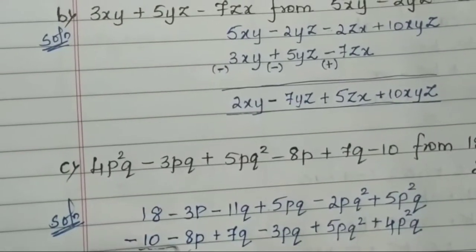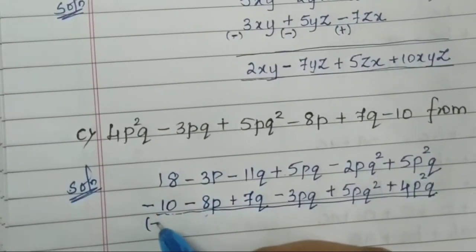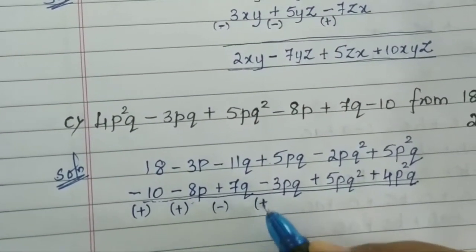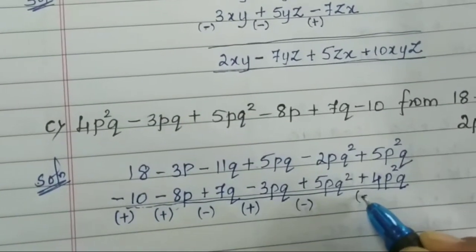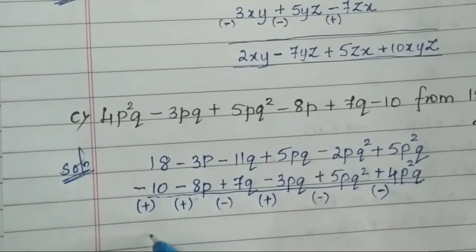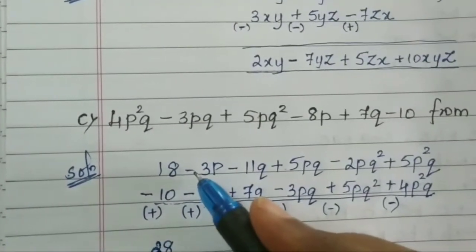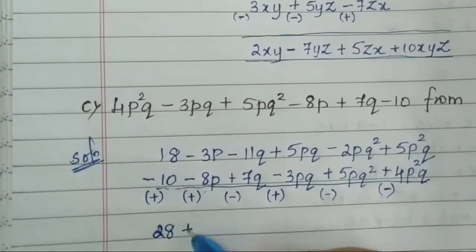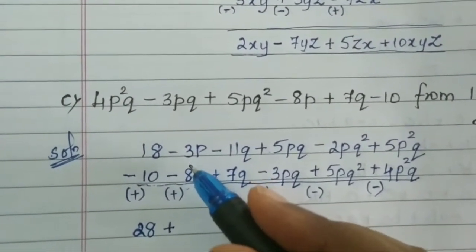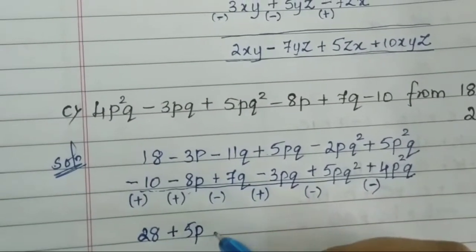Okay, so now we have to change the sign here. So this minus will become plus, minus will again become plus, plus will become minus, this is plus, this is again minus, and this is minus. So the answer is plus 18 plus 10, so answer is plus 28. Okay, so one is minus, one is plus. So greater number sign I have taken and we have to subtract. So 8 minus 3 is 5p.